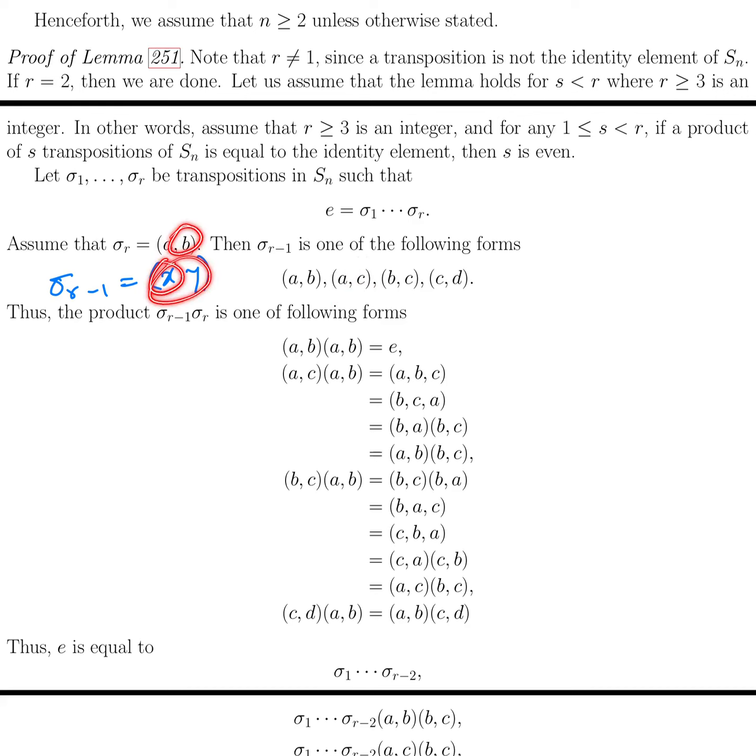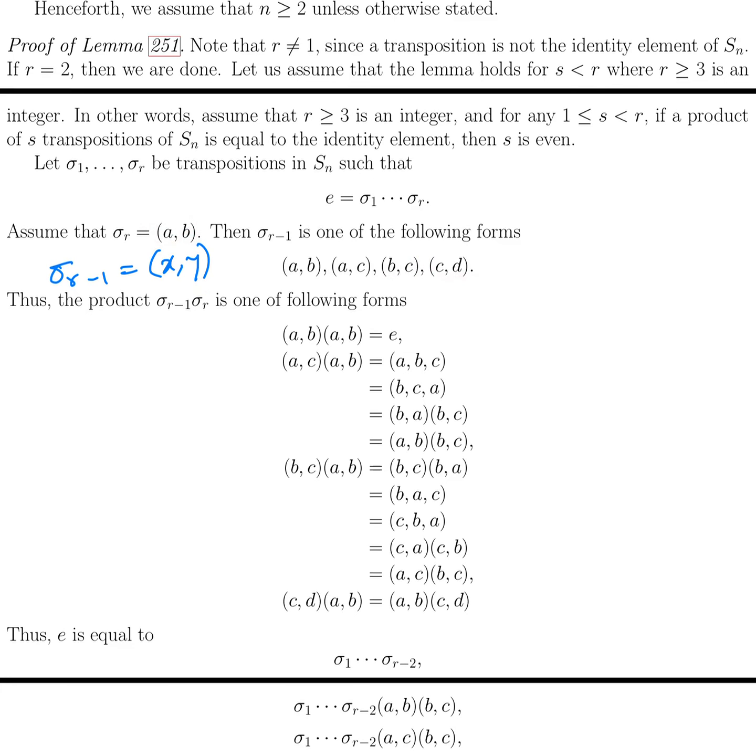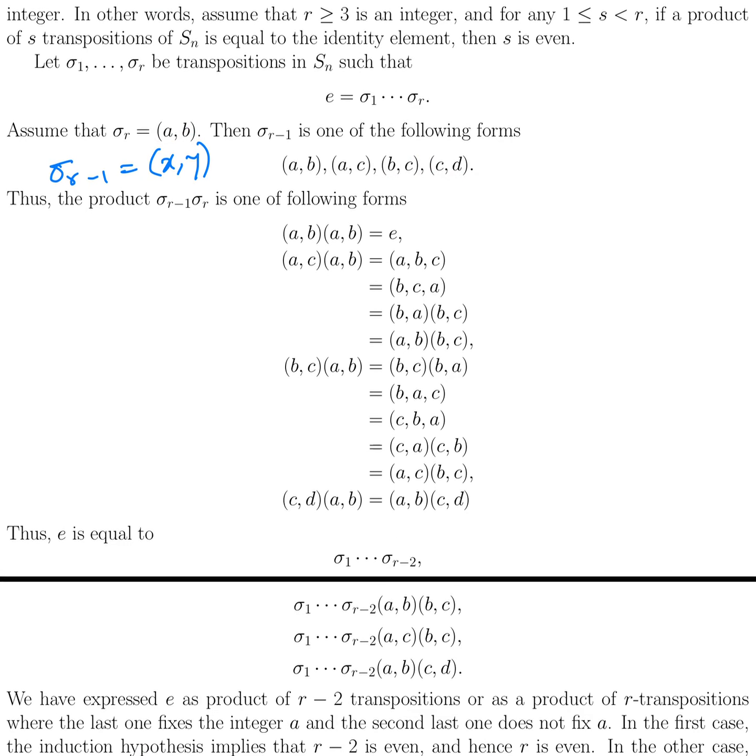Suppose the first one is b, then it is of the form b comma something else c, or both of this xy could be different from what we have here, so it could be of the form c comma d. So we have four choices, one, two, three, and four choices for sigma r minus 1, and of course this is sigma r, a comma b. And now if you compute their product, in the first case you find that this product is E, and in the second case this product can be expressed in this form, okay?